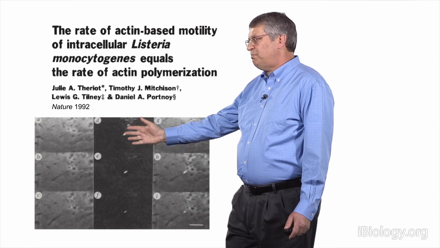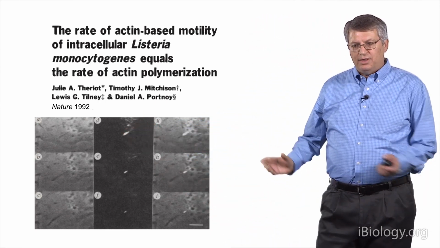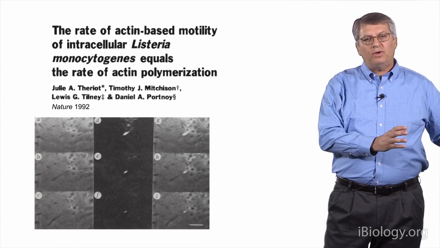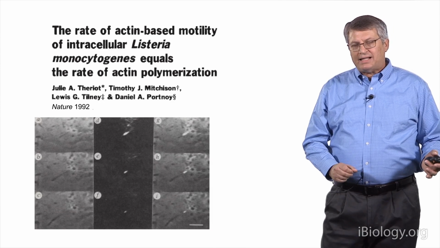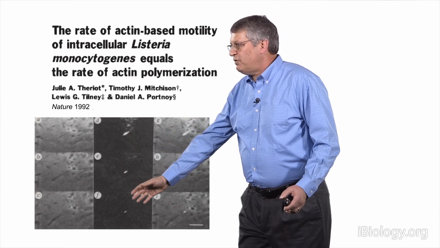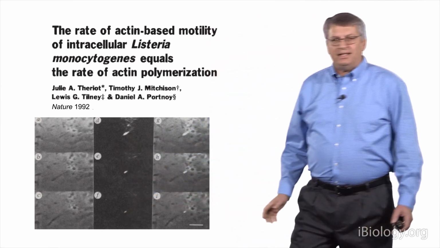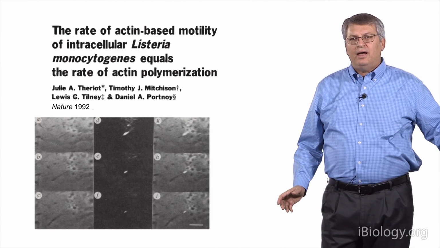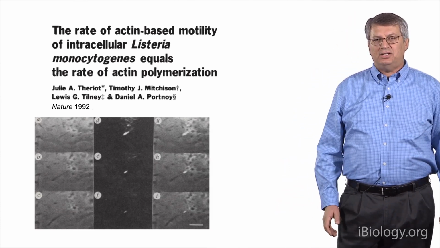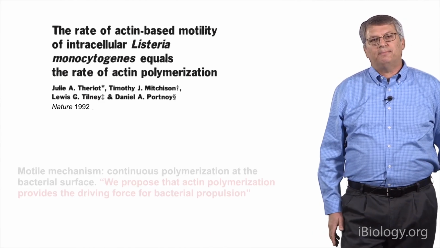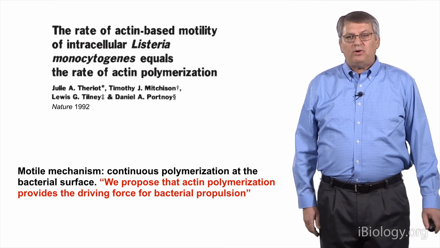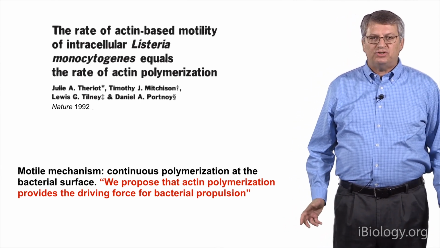If the tail was getting pushed through the cytoplasm, then that photoactivated actin bar should have moved along with the Listeria through the cytoplasm. But that's not what happened. As the Listeria continued to move through the cytoplasm, this photoactivated bar or spot stayed in the same place as the Listeria moved away. And that could only have happened if actin was continuously assembling at the Listeria and propelling it through the cytoplasm. Okay, so the conclusion from this paper, we propose that actin polymerization provides the driving force for bacterial propulsion.